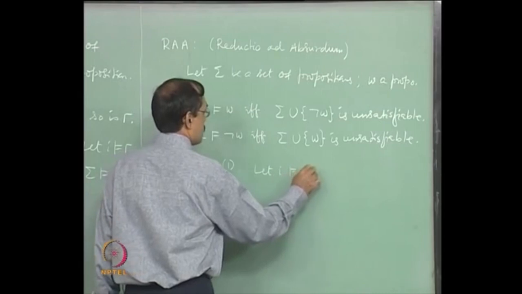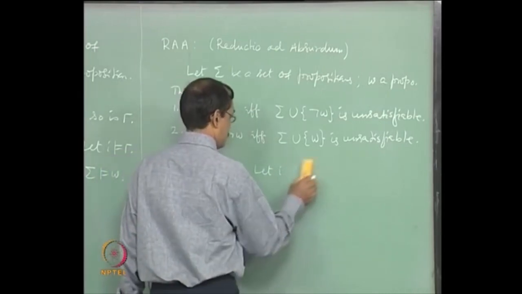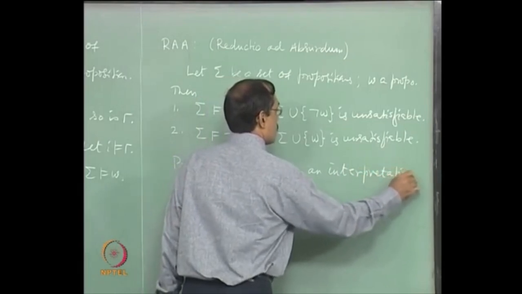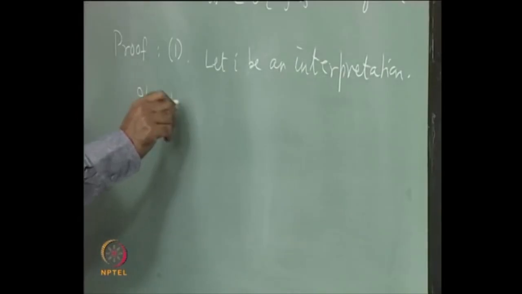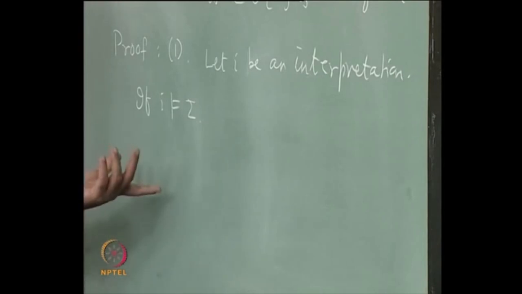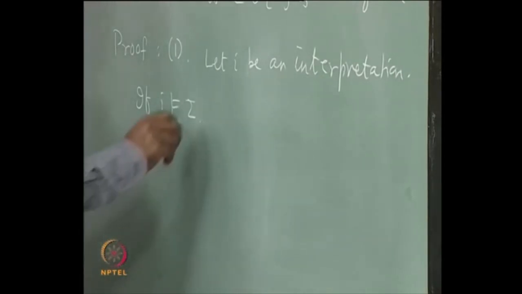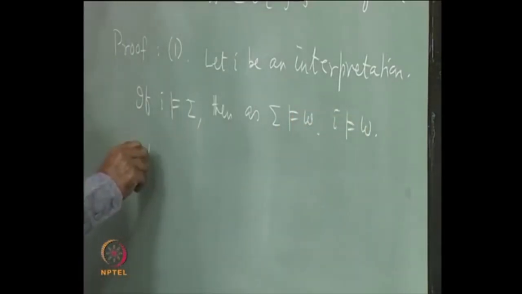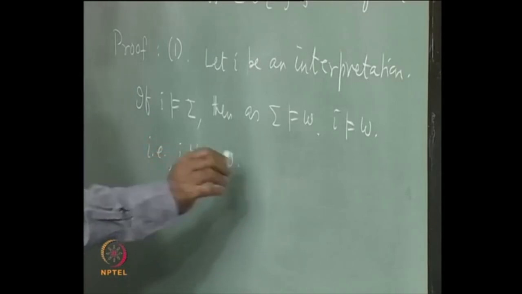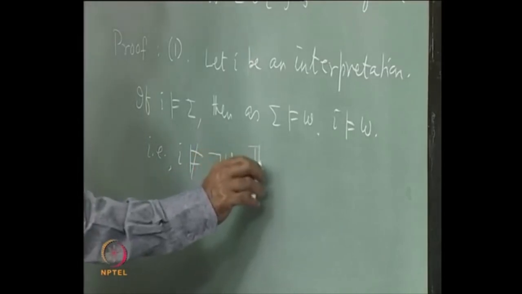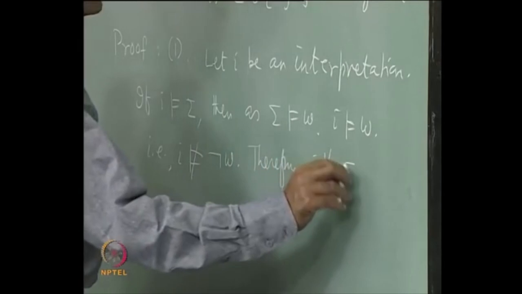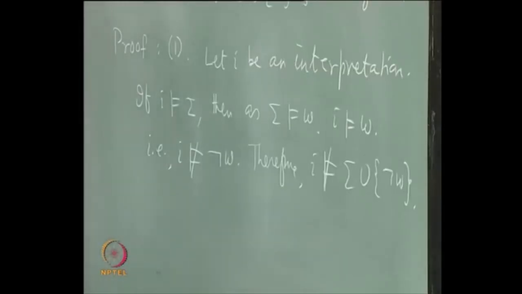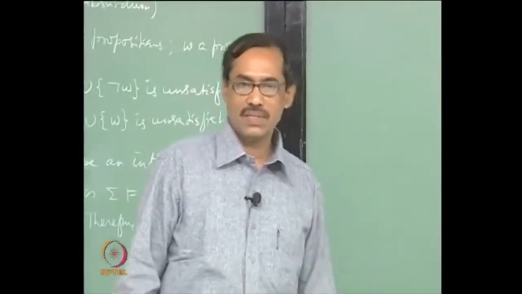Let I be an interpretation. We have now two cases: I either is a model of sigma or it is not a model of sigma. If I is a model of sigma, then as sigma entails W, I is a model of W. That is, I is not a model of not W. Therefore, I is not a model of sigma union not W. Is it clear? That proves one in the first case, when I is a model of sigma.